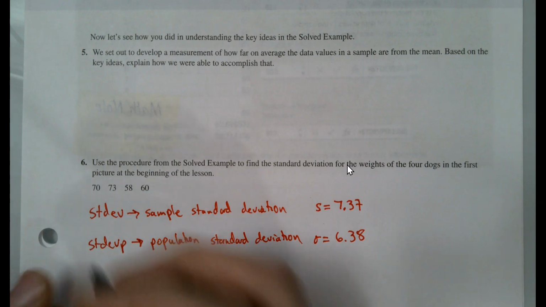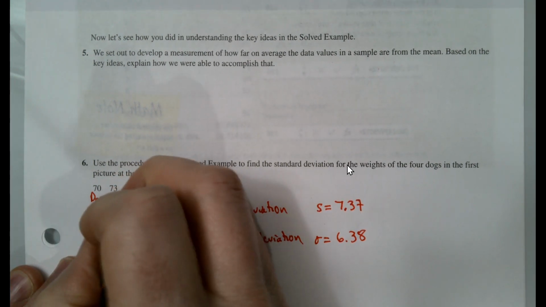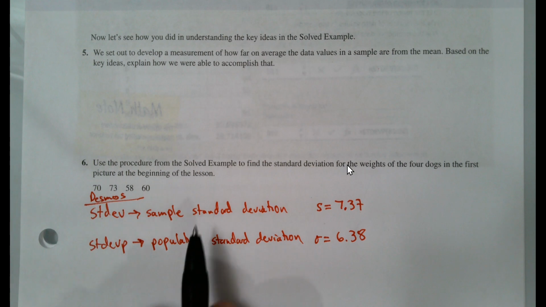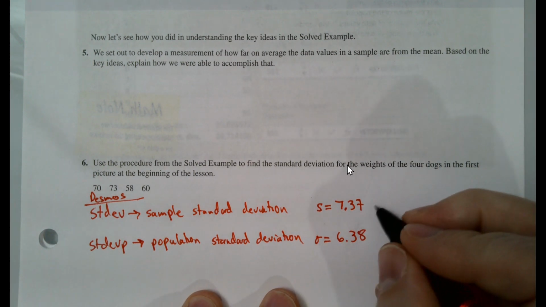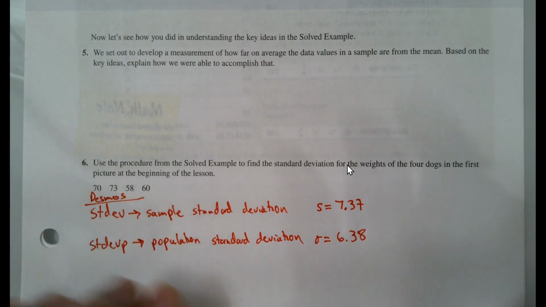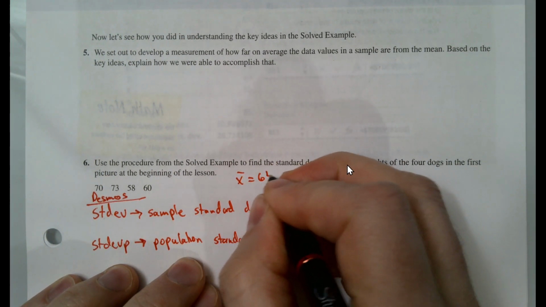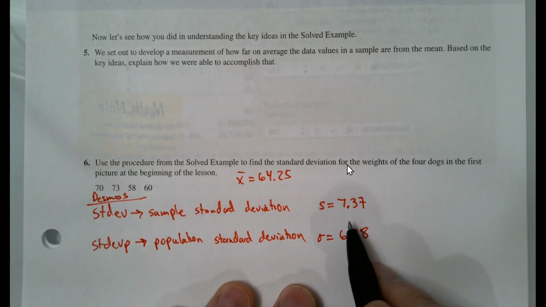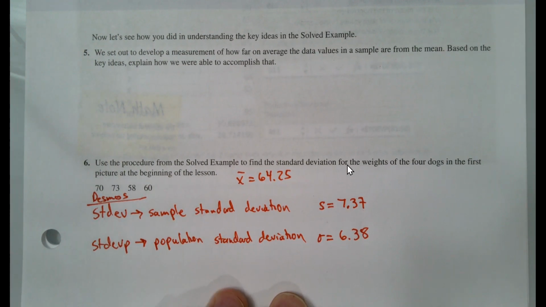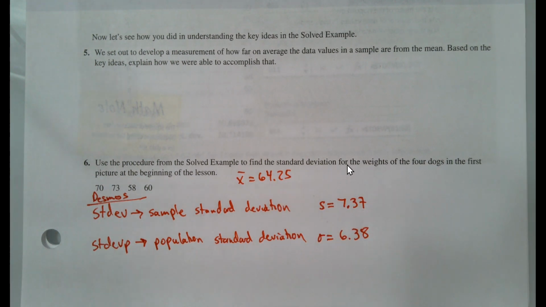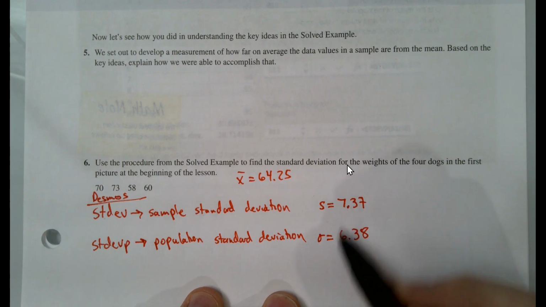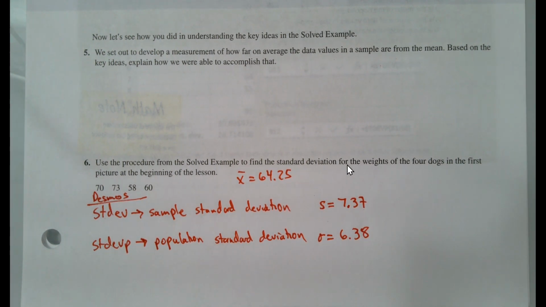Okay, so in Desmos, this is how it looks. stdev, that's the sample standard deviation. We use S for the symbol. 7.37 was the result. So what we're saying is the average distance that each of these data values was from our mean, recall that the mean from before was 64.25, is 7.37 pounds. Whereas the population standard deviation, that's this one, its average distance from the mean is 6.38. There's some theory of why there's a difference that, again, is outside the scope of this course.